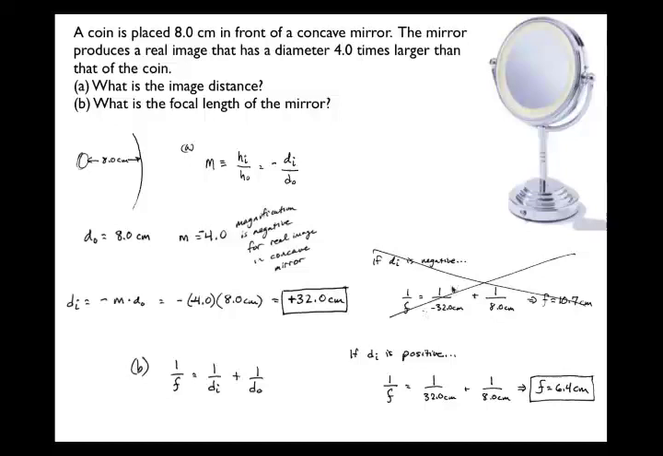The image distance can't be negative, and if you make the image distance positive as it is, you find that the focal length is 6.4 centimeters in this case. And that works because this coin is now held further from the mirror than the 6.4 centimeter focal length of that mirror.